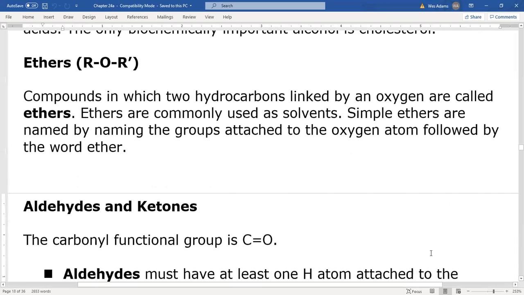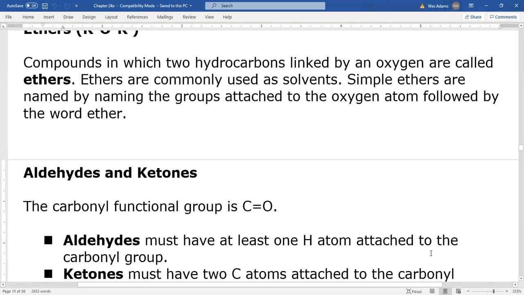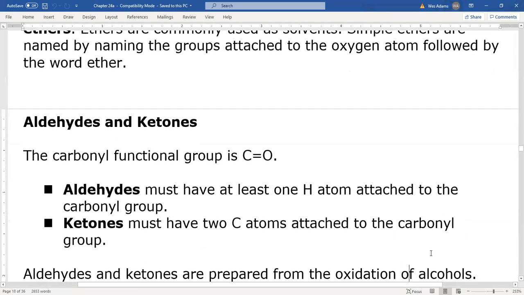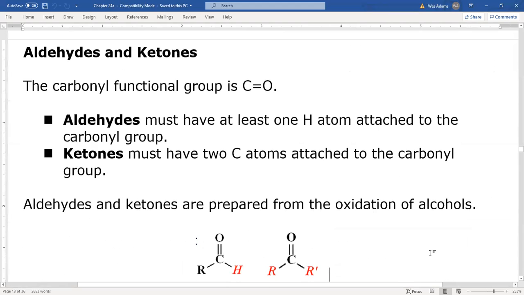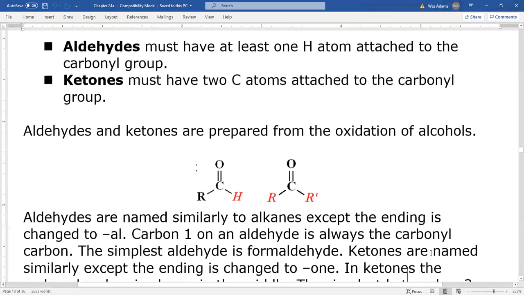Aldehydes and ketones contain the functional group that's a carbonyl carbon double bonded to oxygen. Aldehydes need to have at least one hydrogen atom attached to the carbonyl group. Ketones have 2 carbon atoms attached to the carbonyl group. They're generally formed by the oxidation of alcohols. So you can see there is the aldehyde with the hydrogen and the ketone. The R groups attached to the ketone do not have to be the same thing.